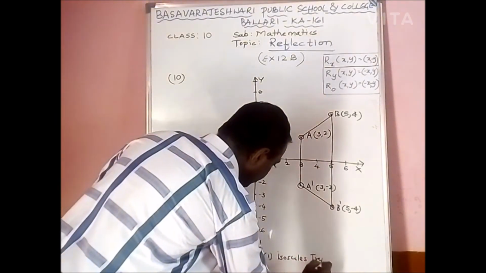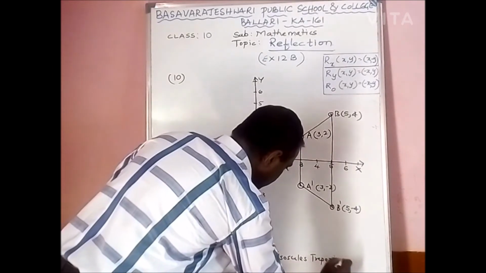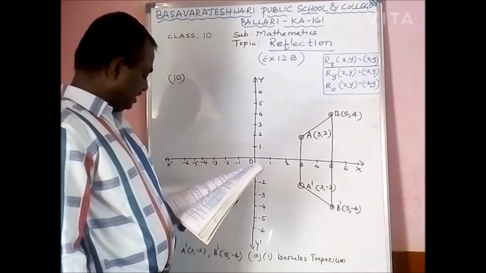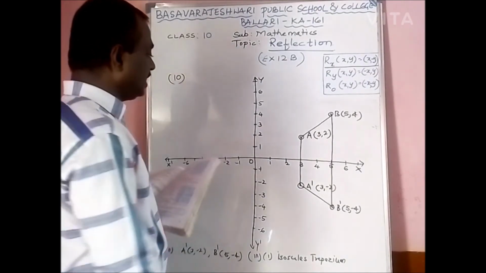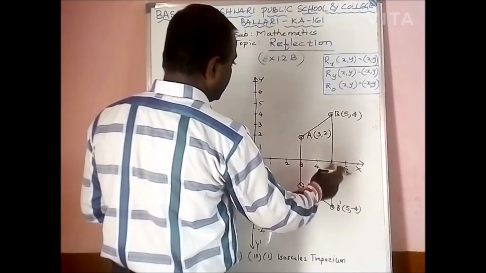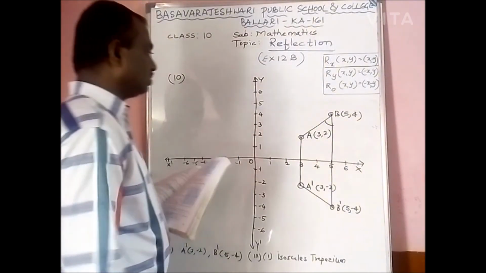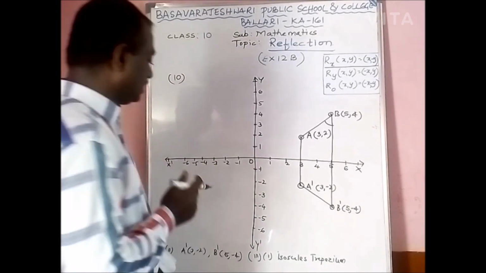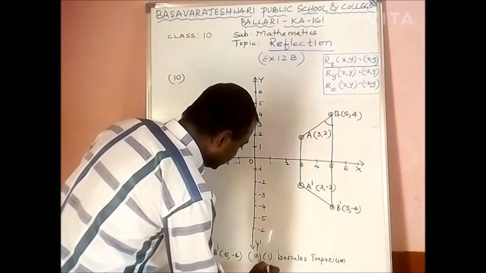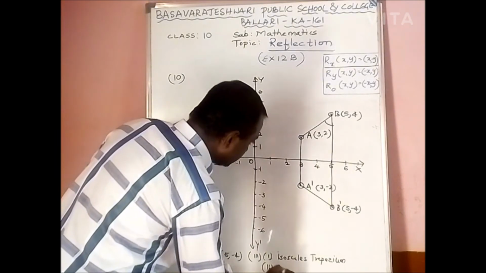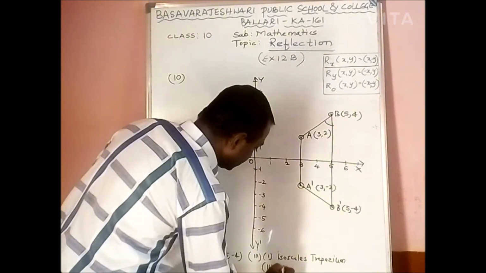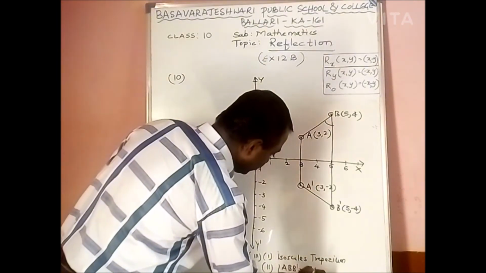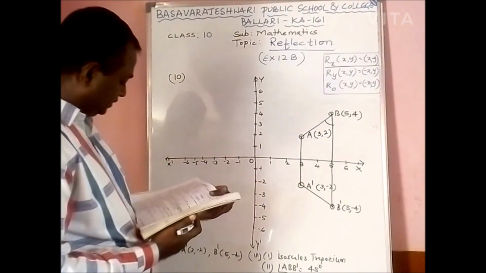Isosceles trapezium. The angle ABB dash, this angle we have to find out. So you can measure the angle using the protractor, and you will get angle ABB dash is equal to 45 degrees. Okay.